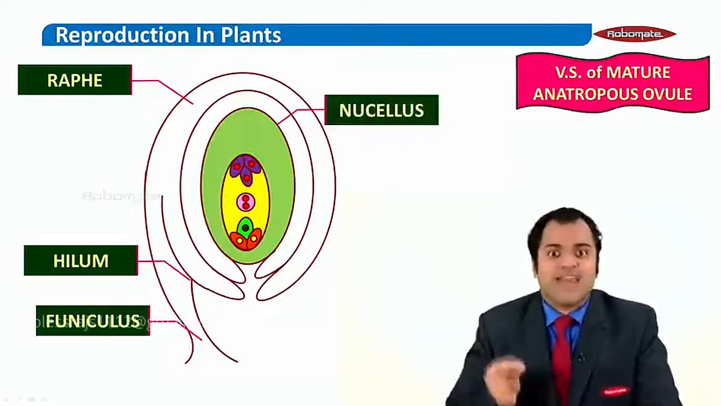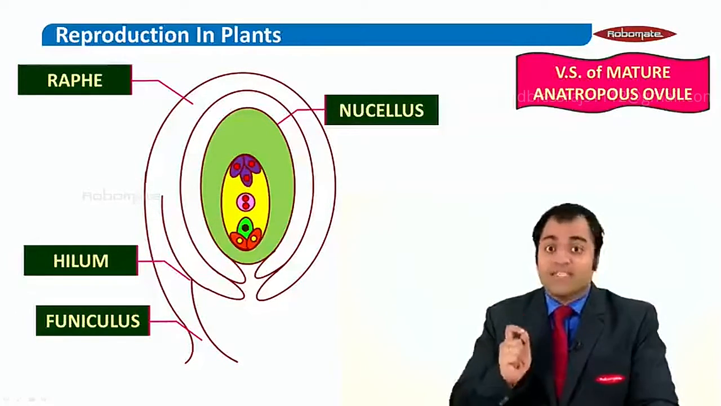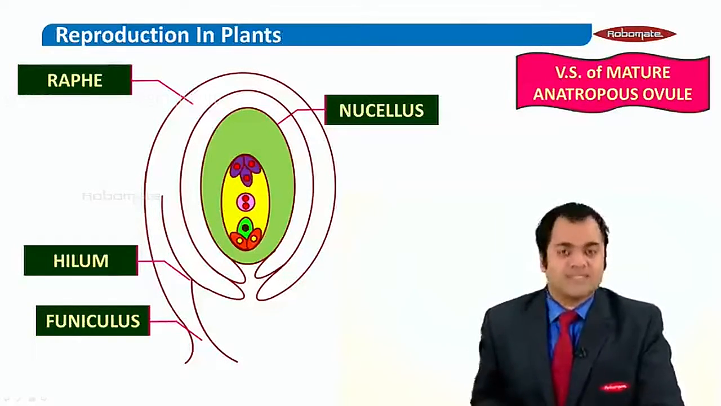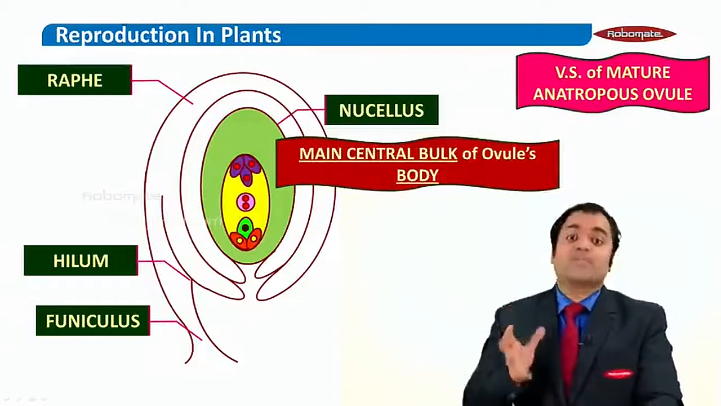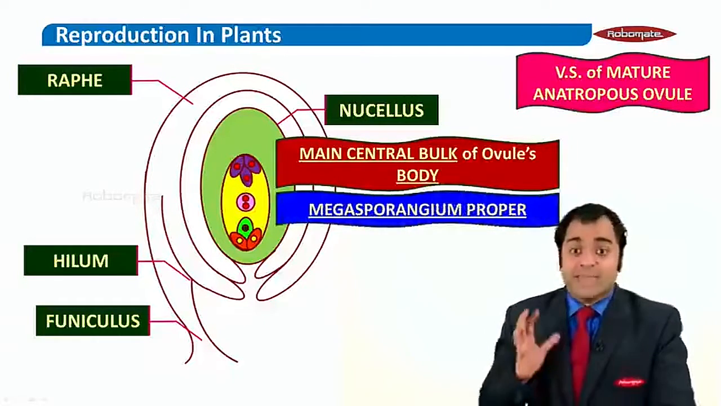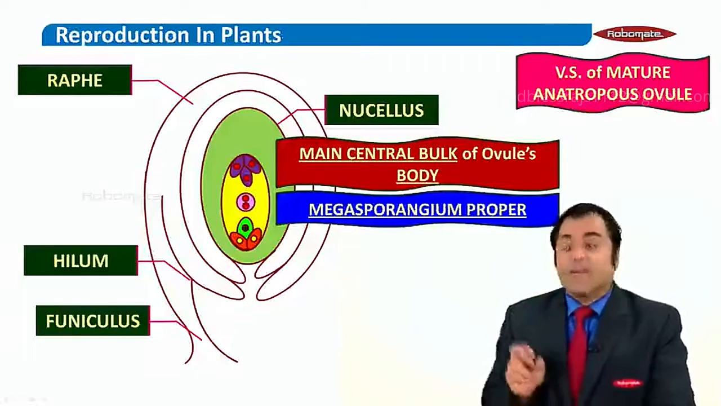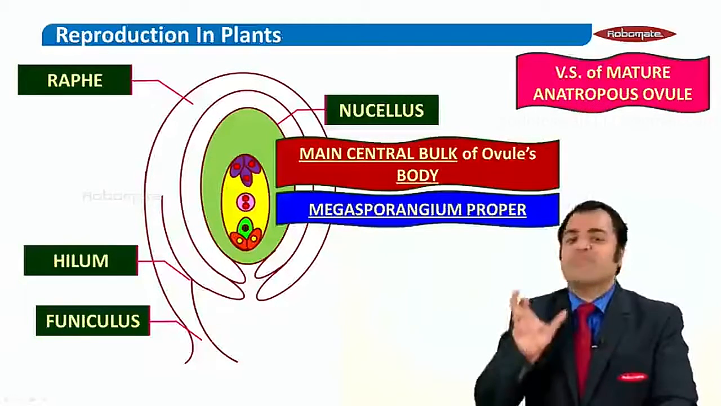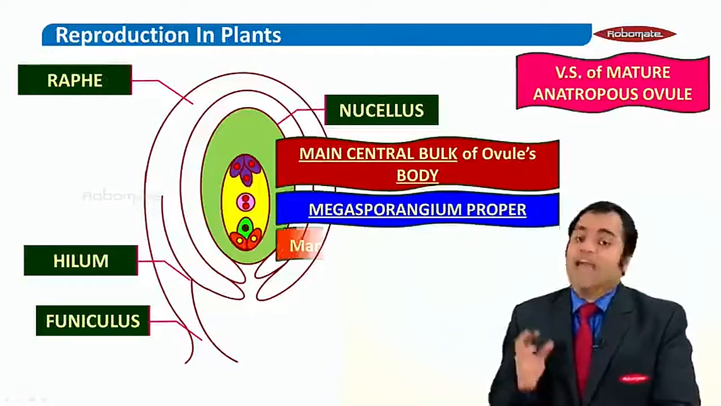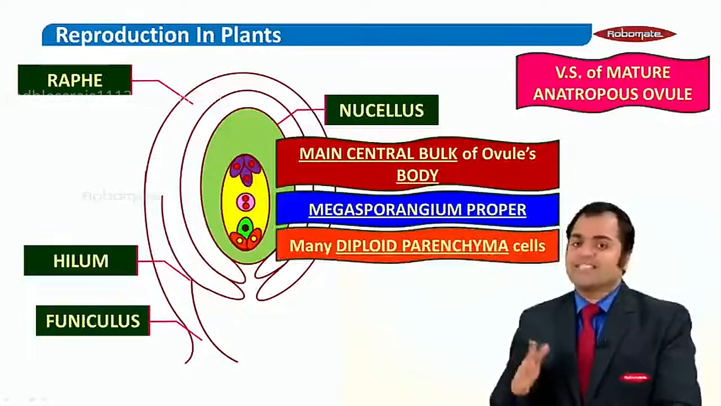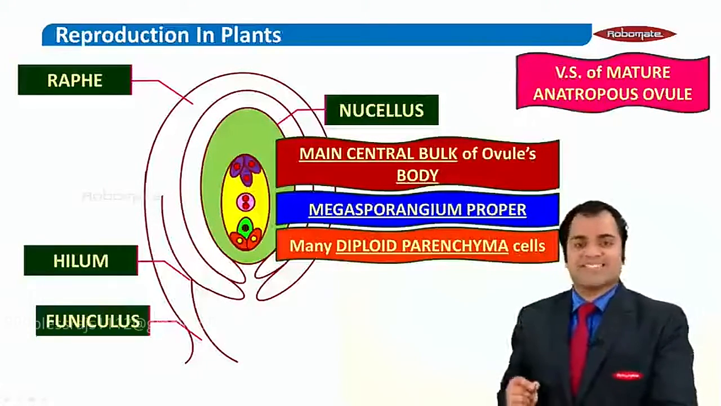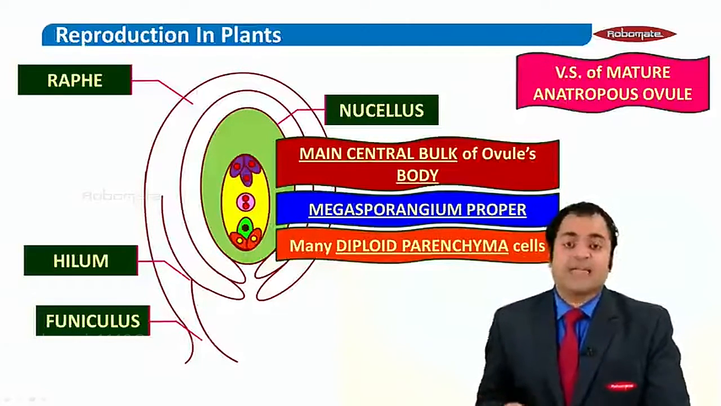Now this structure right in the center, which is the main part of the body, is called nucellus. Please remember, the word is nucellus and not nucleus. Is that okay? So what is the nucellus? The nucellus is the main central bulk of the ovule's body. The nucellus is also called the megasporangium proper, because that is the proper megasporangium of the ovule where megasporogenesis will take place. Is that okay? And finally, you should know that the nucellus is mainly made up of many diploid parenchyma cells.